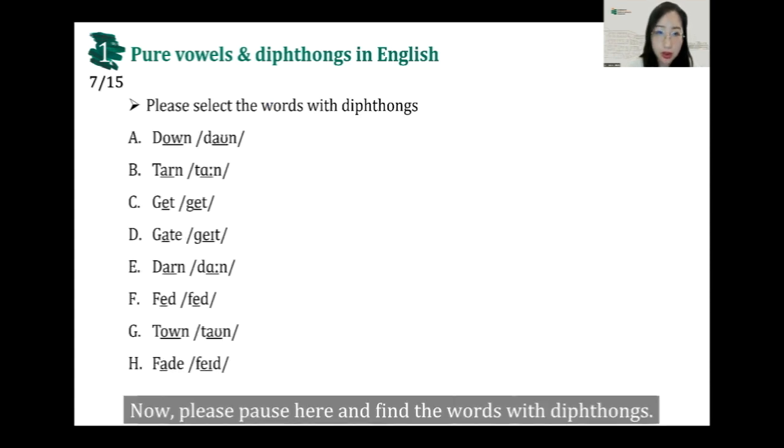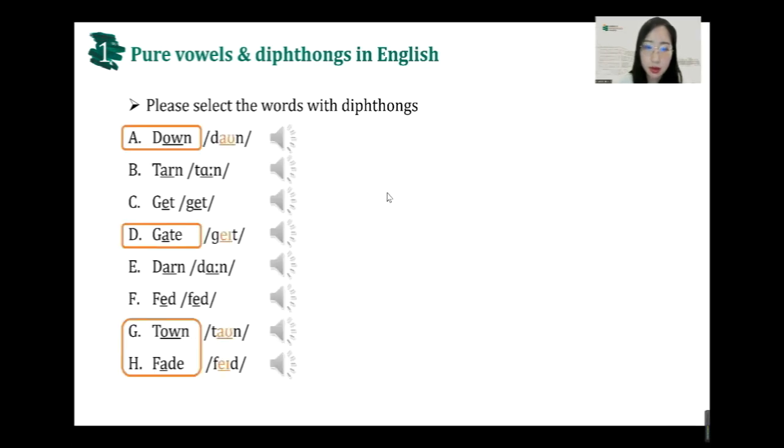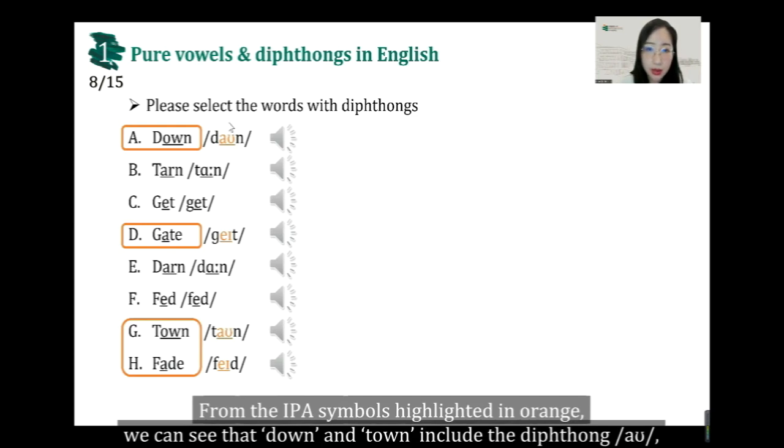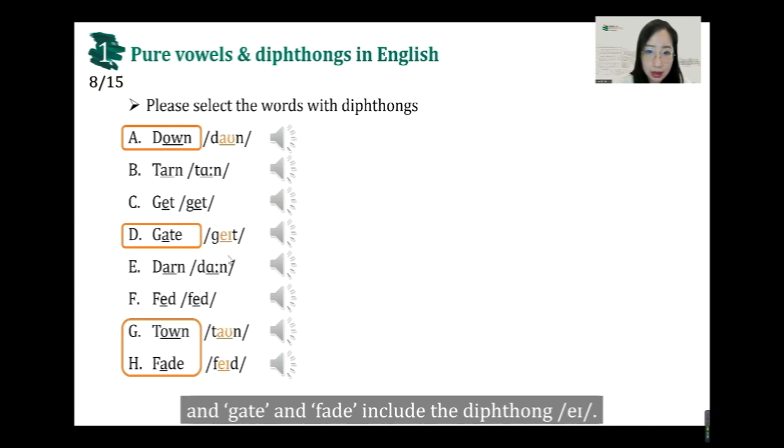Now, please pause here and find the words with diphthongs. The words with diphthongs are down, gate, town, and fade. From the IPA symbols highlighted in orange, we can see that down and town include the diphthong ow, and gate and fade include the diphthong a.